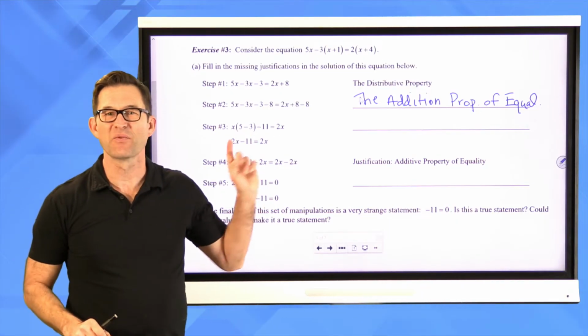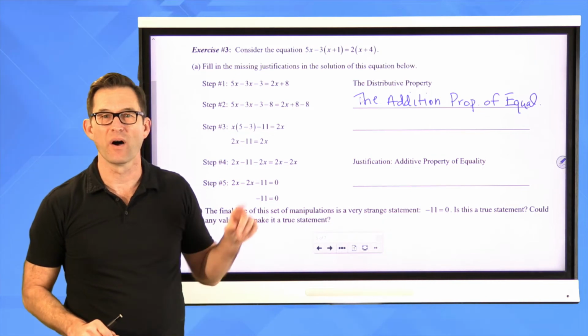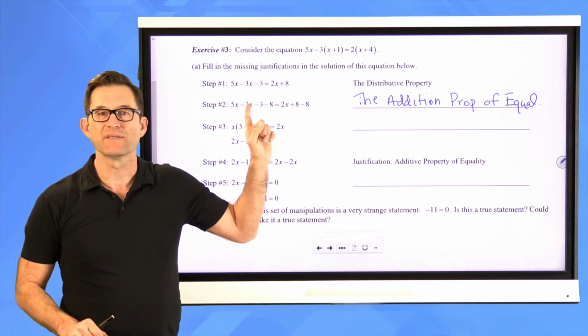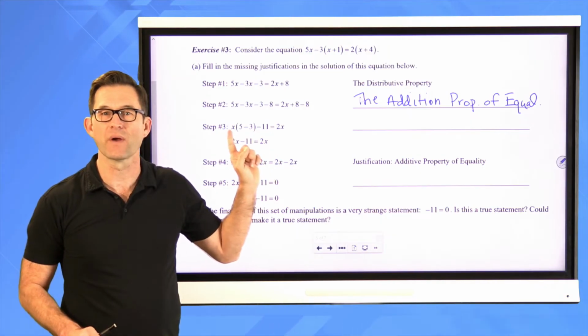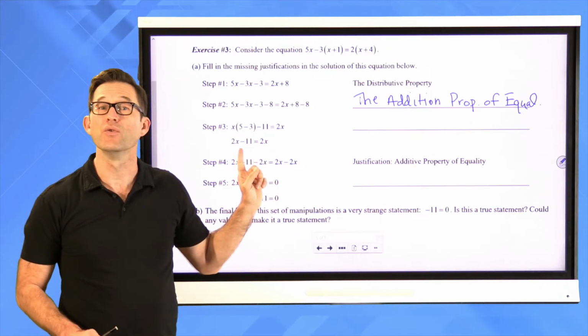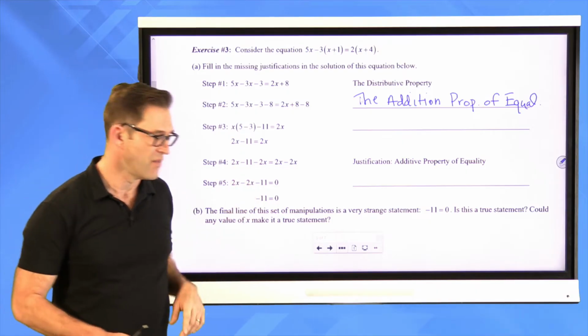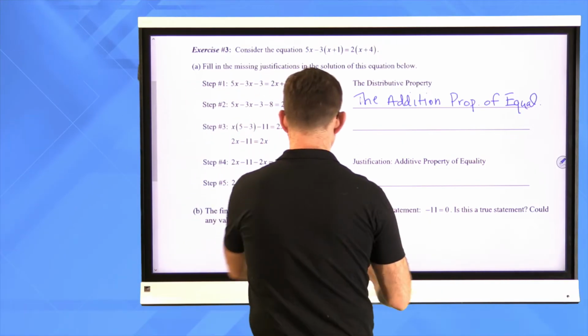Then here in step 3, we saw this a couple times in the last problem. I had 5x minus 3x. I factored an x out of that 5x minus 3x right here, which allows me to combine like terms. That is, again, the distributive property.